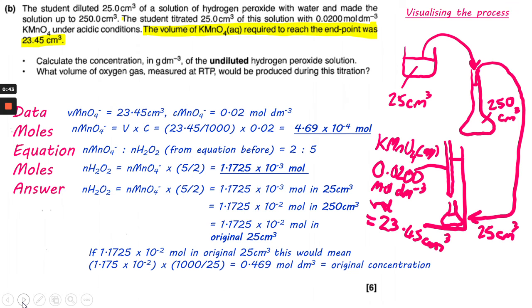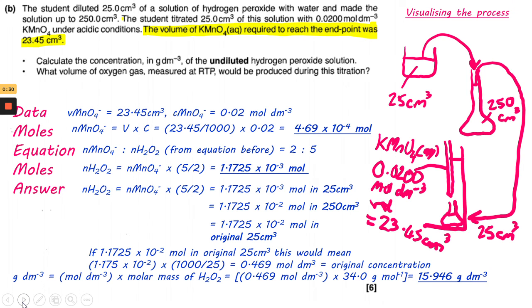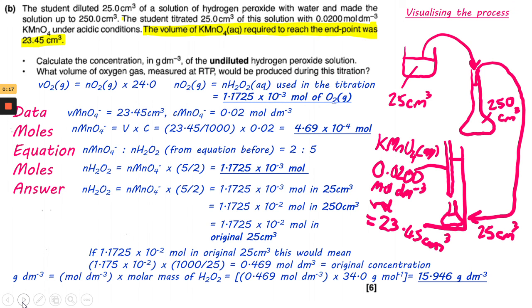So if you have that amount of moles, that would mean 0.469 moles per decimetre cubed, because you've got 1000 centimetres cubed in a decimetre cubed. So if we take grams per decimetre cubed, the moles per decimetre cubed times the molar mass of H2O2, and multiply it up, that gives us 15.946 grams per decimetre cubed. Remembering V equals 24N at RTP, the number of moles of oxygen is the same as the number of moles of H2O2. So pushing that into the V equals 24N equation gives us 0.02814 decimetres cubed.